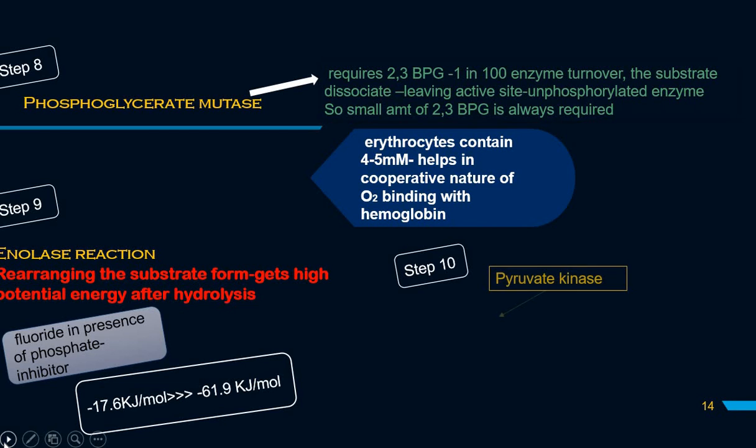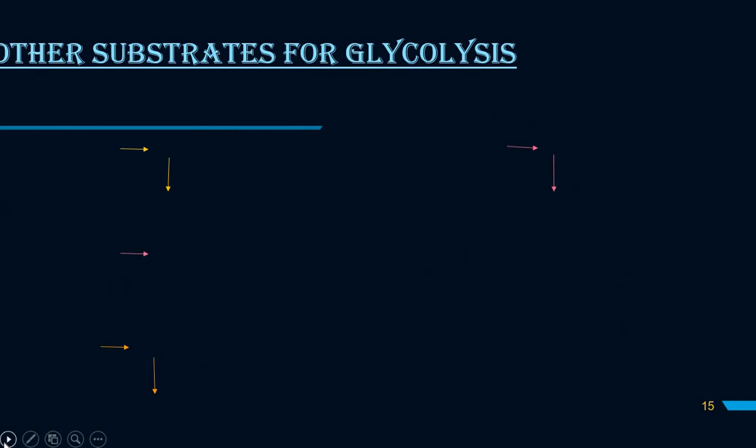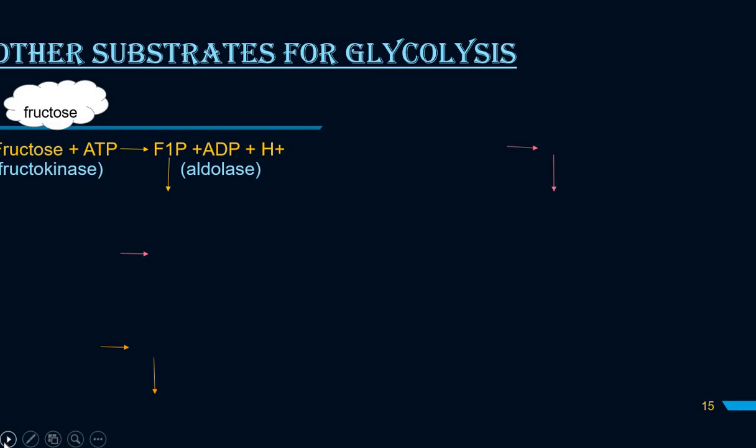In step 10, pyruvate kinase is used. Pyruvate kinase can be activated by AMP and fructose 1,6 bisphosphate. At the same time, pyruvate kinase gets inhibited by the presence of excess ATP, acetyl-CoA and alanine. So what are all the other substrates apart from glucose that enter into glycolysis?